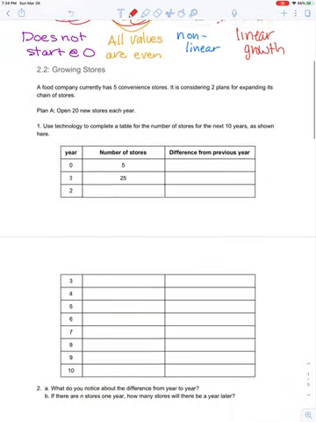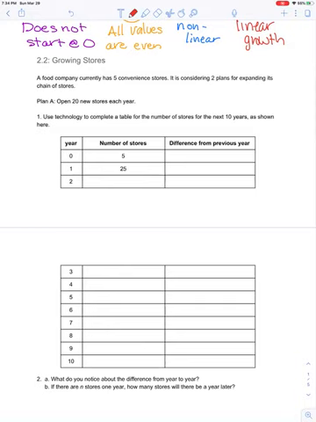Okay, 2.2, growing stores. A food company currently has 5 convenience stores, and it is considering 2 different plans for expanding its chain of stores. So Plan A, they want to open 20 new stores each year. So use the technology to complete a table for the number of stores for the next 10 years as shown here. So this is year 0, so they have 5 stores. That's not going to change at all.